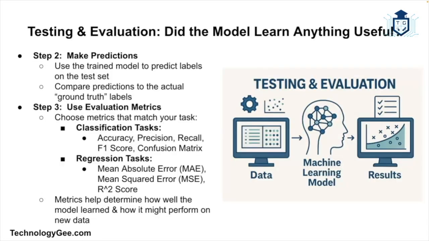Then after you do that, you're going to make predictions on the test set. So now the model makes predictions using the features in the test set. Then we compare those predictions with the actual labels in the test set. And then we use evaluation metrics. So basically, how do we measure whether the model is good? This depends on the kind of task you're doing, and we're going to go ahead and explore some of those common types.